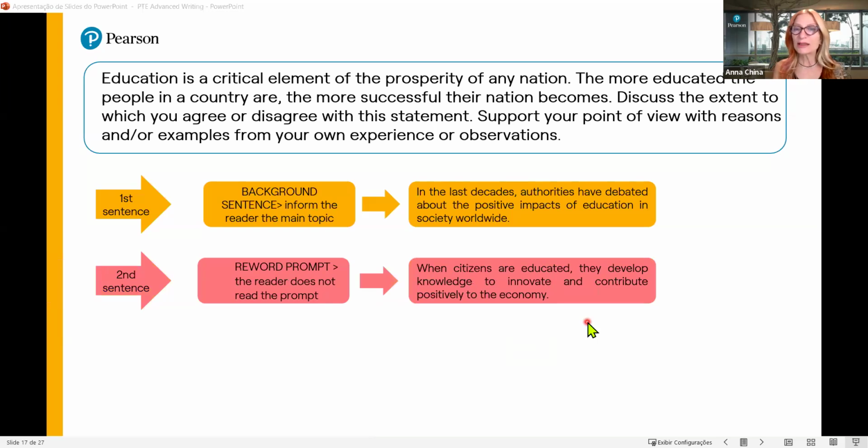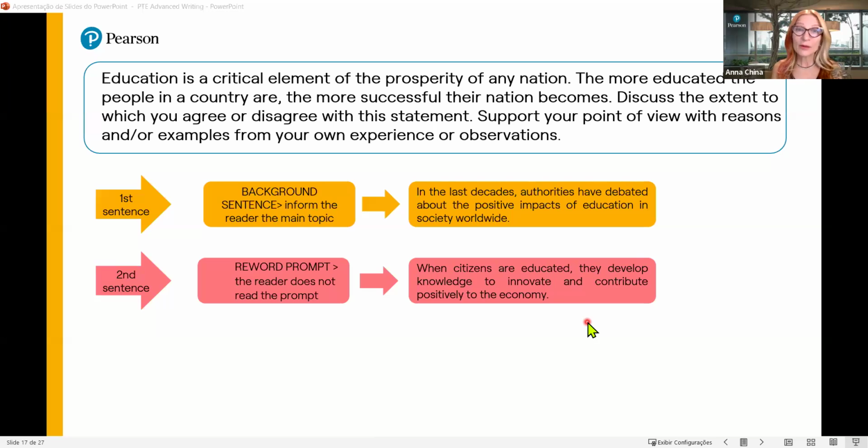So that when citizens are educated, they develop knowledge to innovate and contribute positively to the economy. So that's the idea, that it is prosperity. So we go back to that main topic, right? That's education and prosperity.